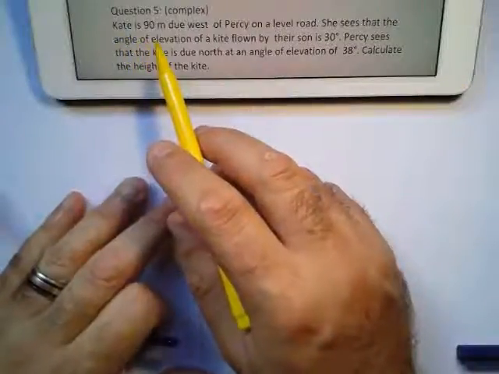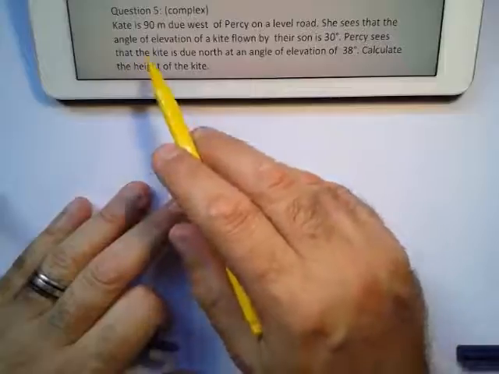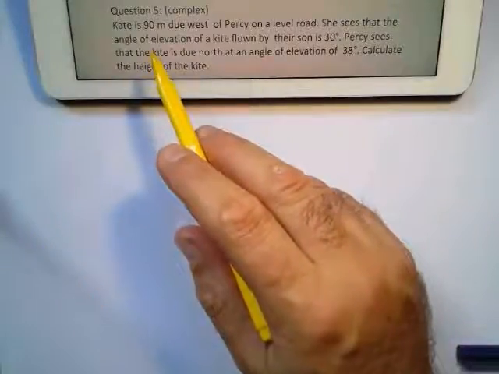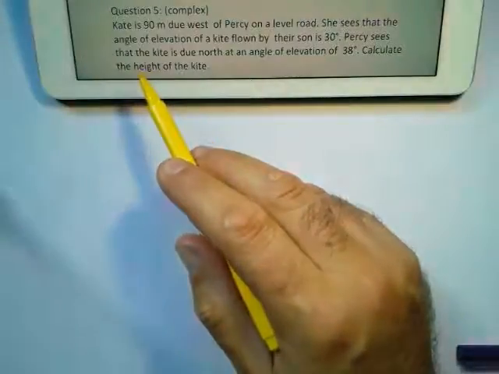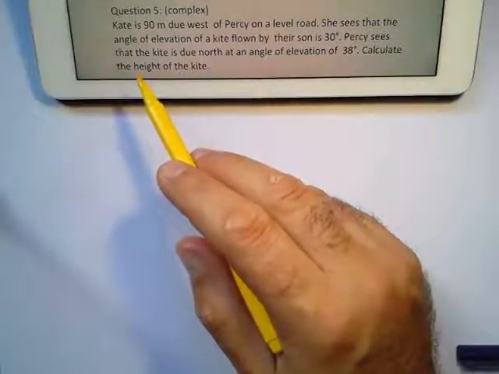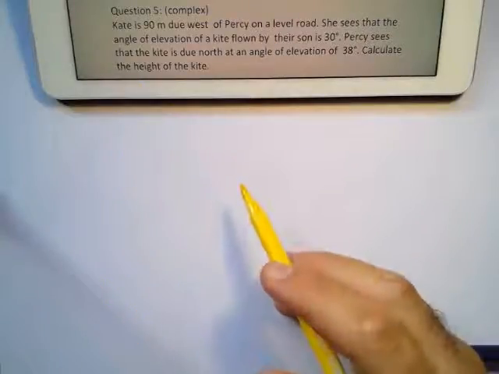Kate is 90 meters due west of Percy on a level road. She sees that the angle of elevation of a kite flown by the sun is 30 degrees. Percy says that the kite is due north at an angle of elevation of 38 degrees. Calculate the height of the kite.